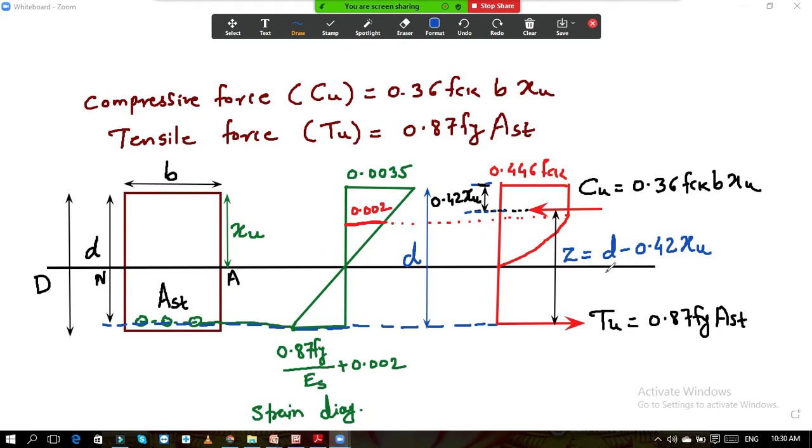D minus 0.42 xu. This 0.42 xu we have already calculated. The formula is y bar equal to a1 y1 plus a2 y2 divided by a1 plus a2. These are basic concepts you studied in applied mechanics. So these are the things which we have studied in the last lecture.